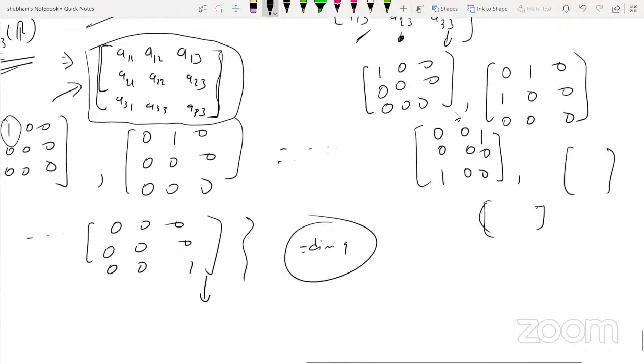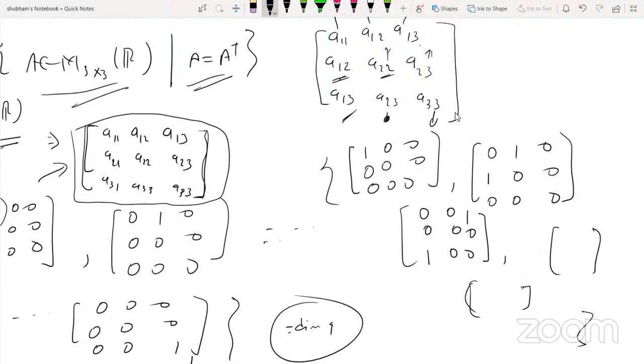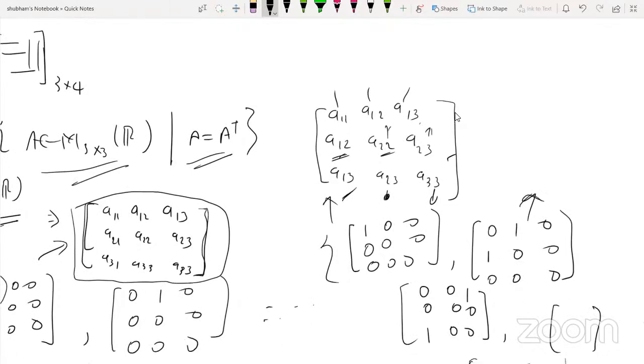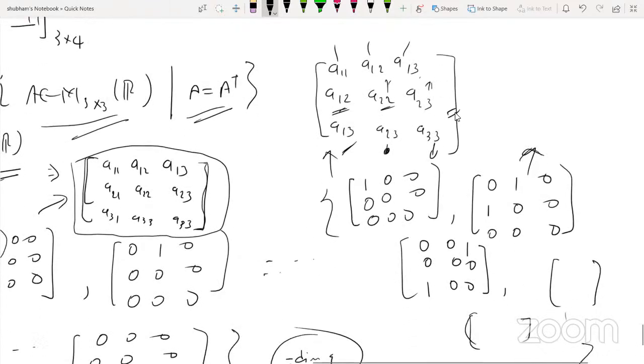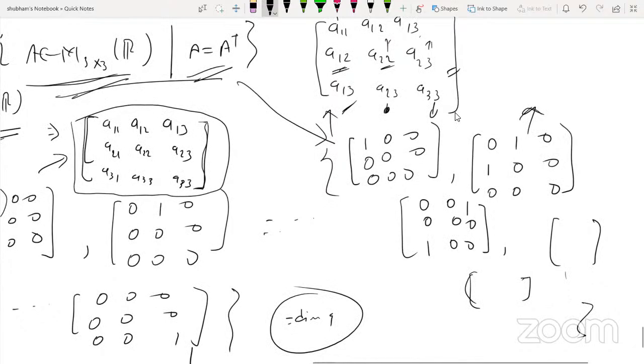Okay, now I got it, sir. 6 vectors will come. If you take the linear combination of these, this general matrix will be generated. If you eliminate any vector from this set, it will never give this general matrix. So this set spans the whole vector space of matrices with A equal to A transpose. And if you check, these are also linearly independent.